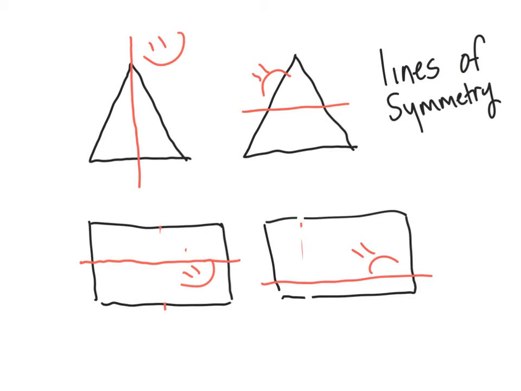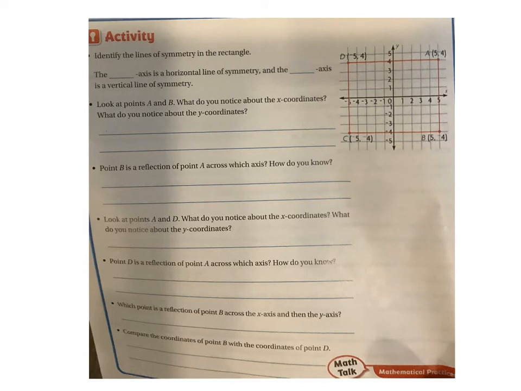So keeping that in mind, we'll look at the next activity. In this activity, they want us to identify the lines of symmetry in this rectangle. Here we have this rectangle, and they want us to identify possible lines of symmetry. Maybe you recognize them right away, but maybe not. So let's walk through the steps that they have us do to help your brain recognize them or to verify that you did recognize them. So which axis is the horizontal line of symmetry? The X. It's going straight through, right?